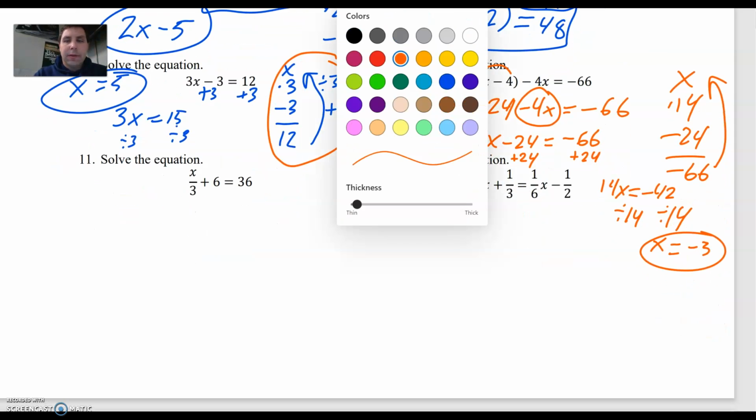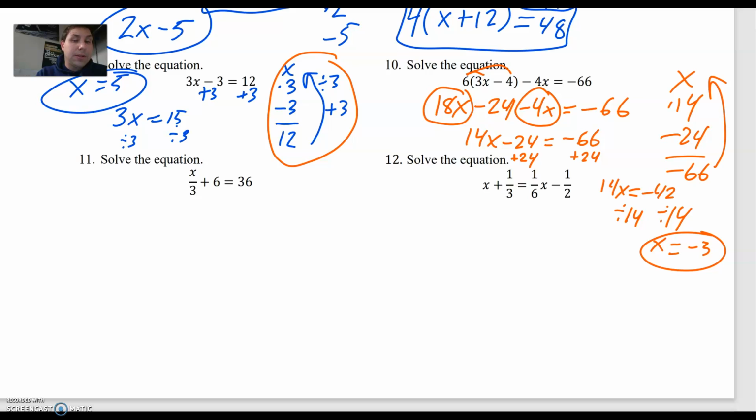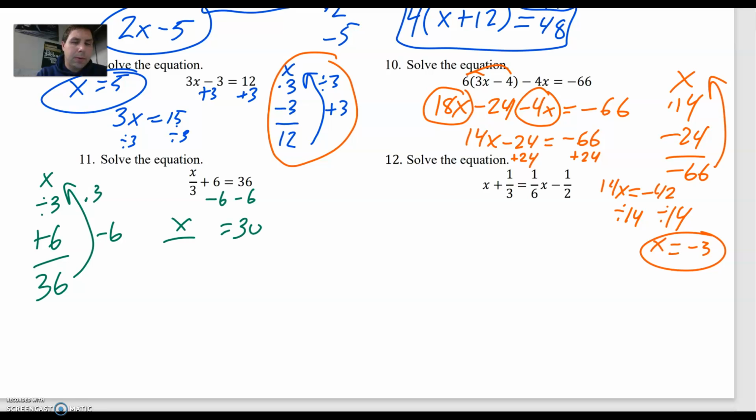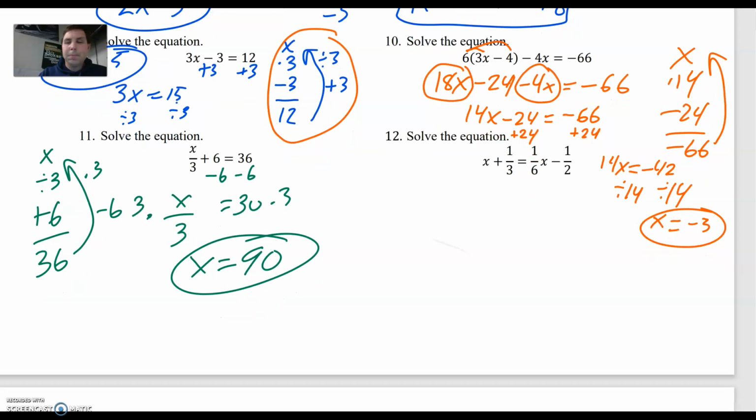Moving on to number 11. If you look at that one, again, you see x is being divided by 3. So if I think about it this way, I'm dividing it by 3, adding 6, and I get 36. So I just have to go in the opposite order: subtract 6, multiply by 3. I'll come over here and subtract 6. That'll give me 30. And now I need to undo the division, so I'll multiply this by 3, multiply this by 3. x, in this case, is going to equal 90. And we're done.